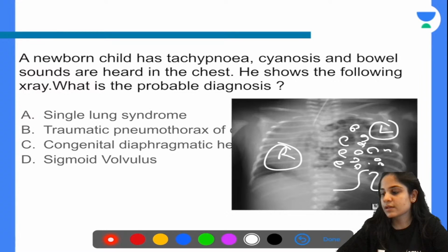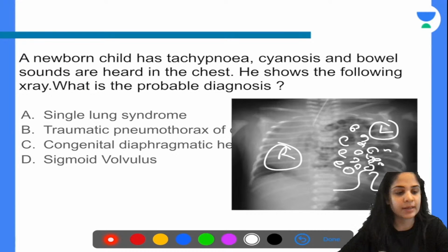Okay, so what is wrong over here? You can see that there are multiple bowel loops, and these multiple bowel loops have herniated out of the thoracic cavity. Okay, so as you can see, this is nothing but simply congenital diaphragmatic hernia.